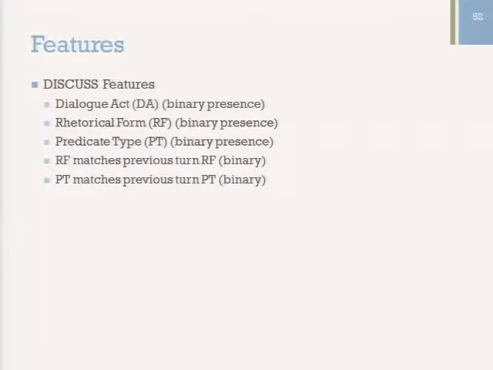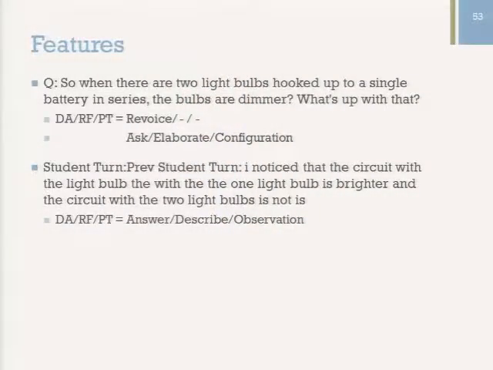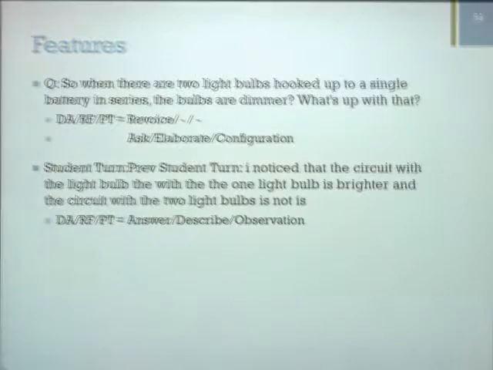So like I was saying, for DISCUSS, we extract a bag of DISCUSS features. These questions have associated DISCUSS labels and tuples. I'll give an illustration of this. We can look at how closely the rhetorical form and the predicate type match between this turn and the student's turn. Here's a question, and here's its associated DISCUSS act.